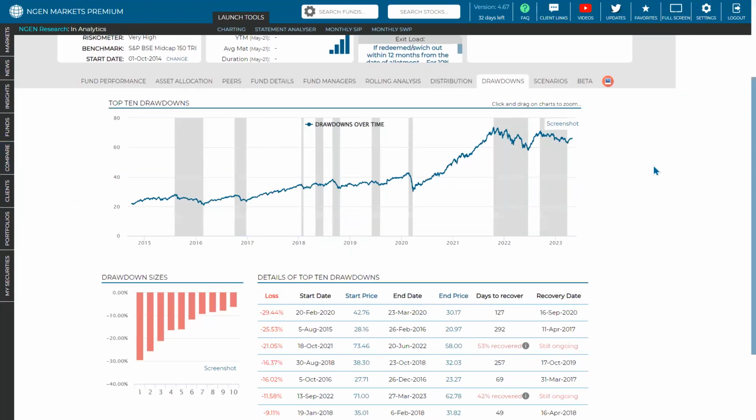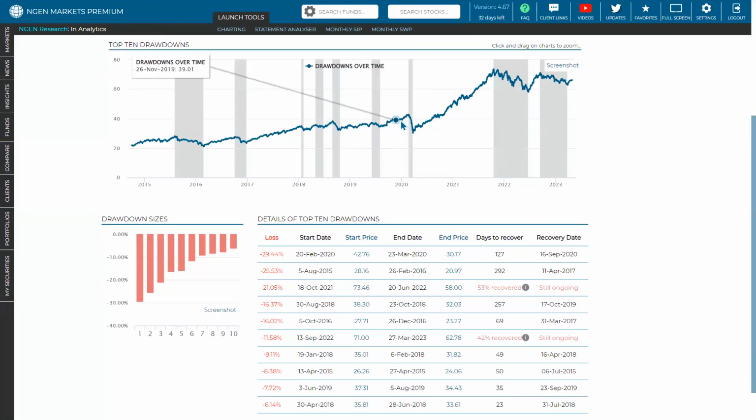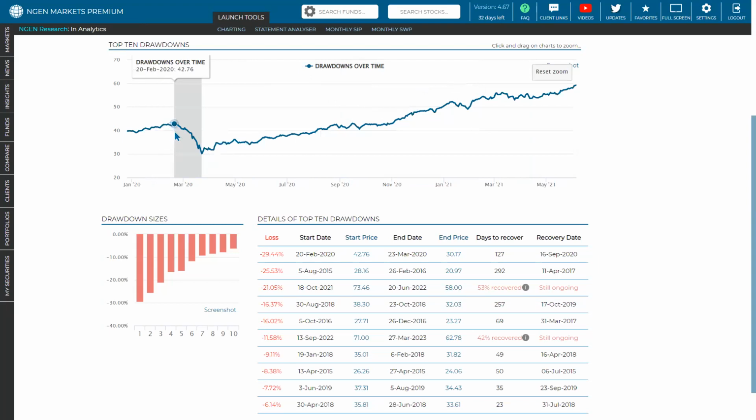When you see this data set, all the gray areas you see are the top 10 drawdowns, which are called losses. Now, let's say we are considering the COVID period. When you zoom in, you see that this is the peak of that period for the NAV, and it had a fall after a couple of days or a couple of weeks. And you can see that after that it started recovering.